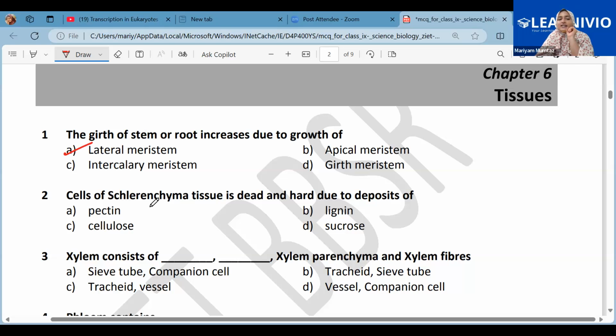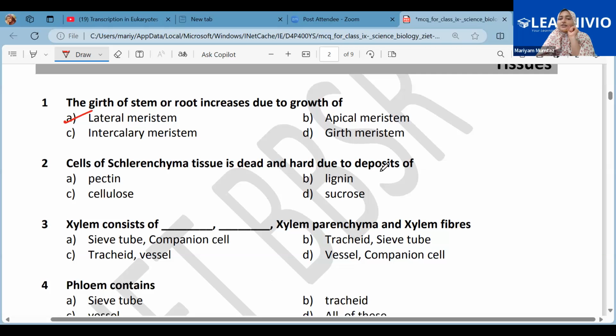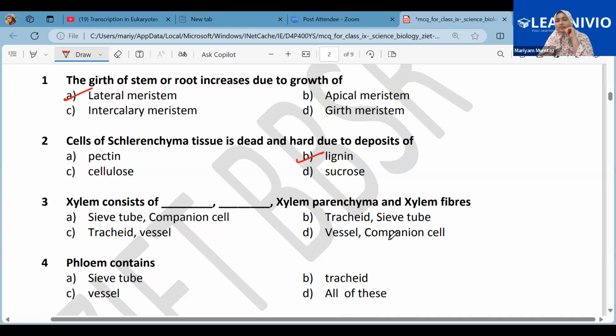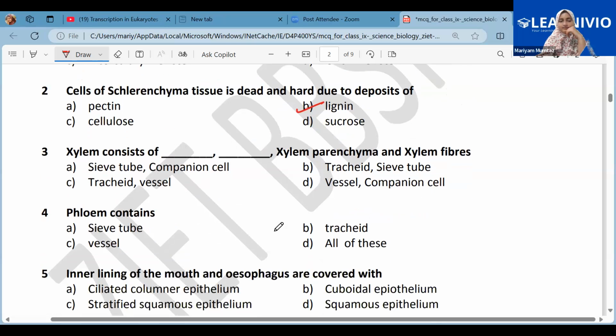Very nice. Now, the cells of sclerenchyma tissue are dead and hard due to the deposition of pectin? Pectin is present in collenchyma. Lignin. Very good. Xylem consists of dash, dash, xylem parenchyma and xylem fibers. What are the two components that are missing? Tracheids and vessels. Correct.